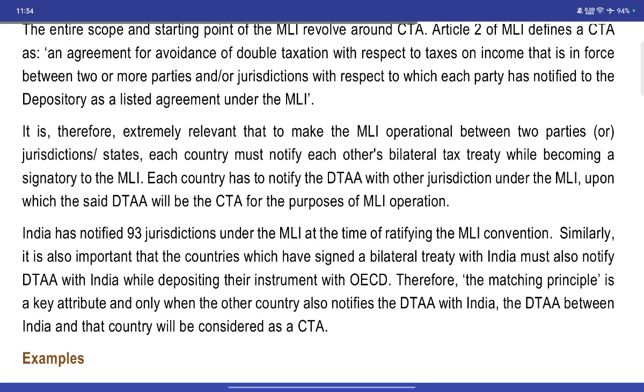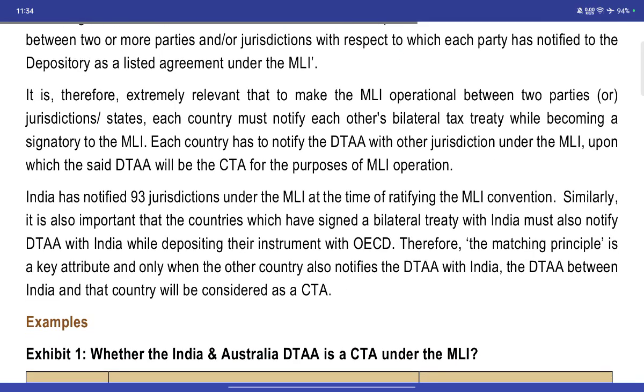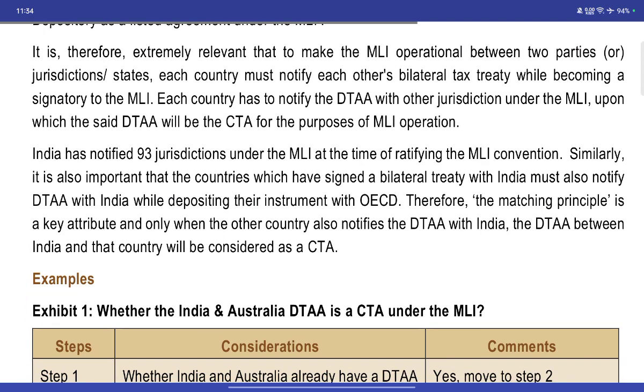It is therefore extremely relevant to those making the multilateral instrument operational between two parties. The two parties, two jurisdictions or two states, or each country, must notify such other bilateral tax treaties while becoming a signatory to the multilateral instrument. Each country has to notify the DTA with other jurisdictions under the multilateral instrument, so that such a DTA becomes a CTA for the purpose of the multilateral instrument operation.